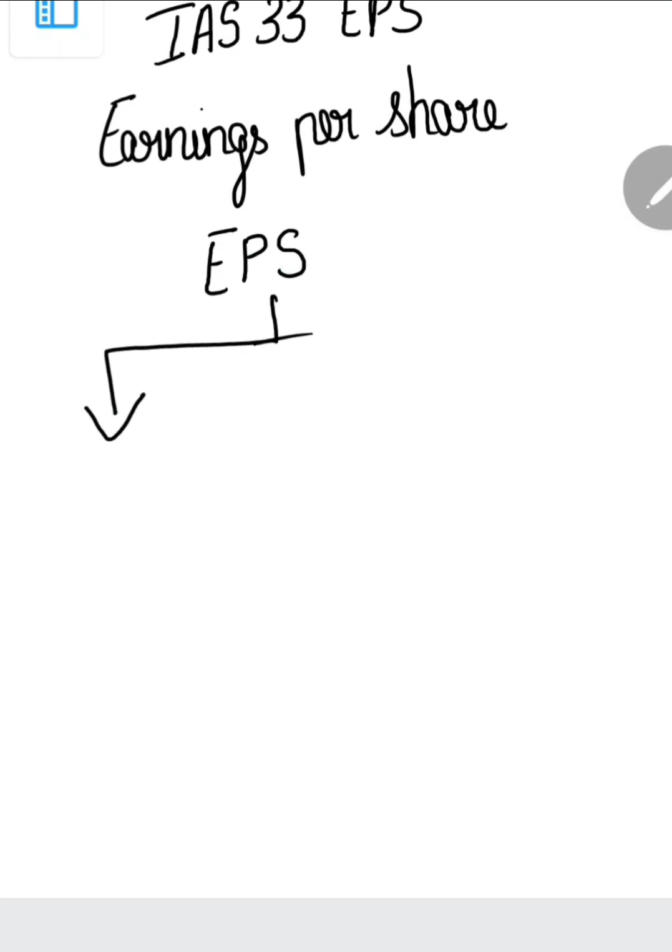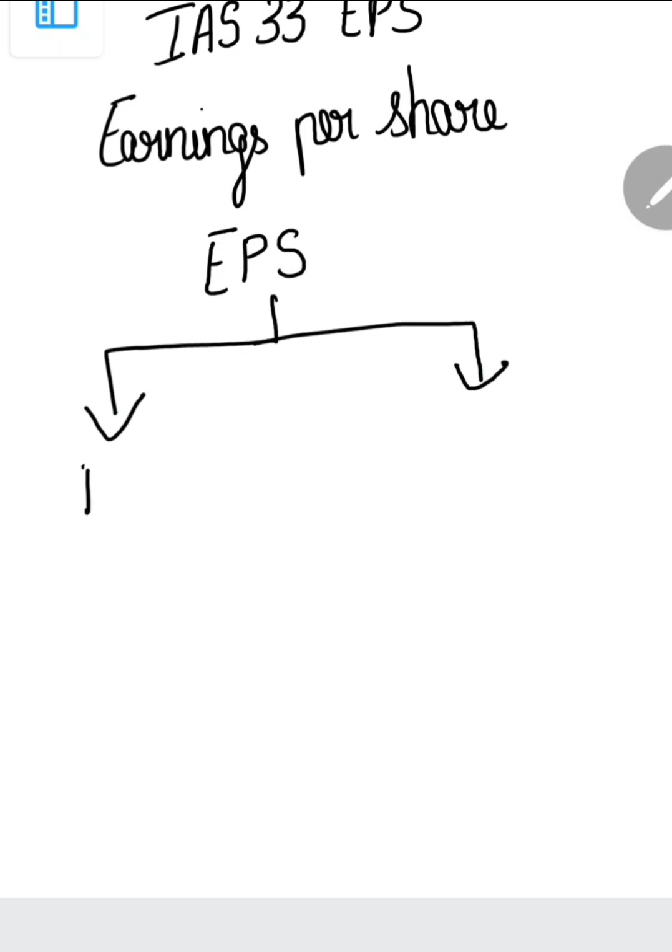Hello friends, so today we'll understand IAS-33, a standard which relates to EPS, earnings per share. What is EPS? EPS is a financial metric that indicates the profitability of the company on a per share basis. So EPS is further classified into basic EPS and diluted EPS.